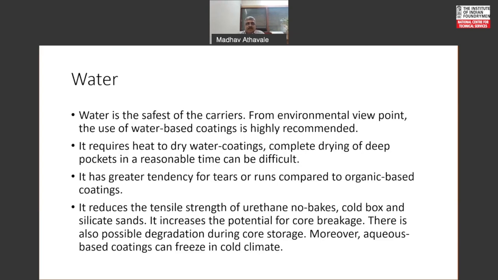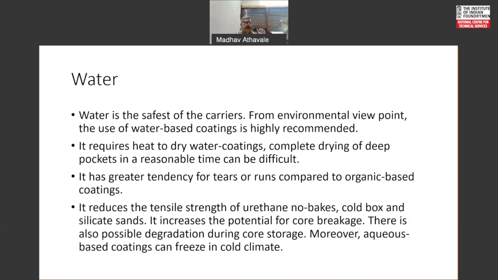It reduces the tensile strength of, say, PU no-bake cores. It increases the potential for core breakage. It also causes degradation of the core properties in storage. Not so much in some parts of India, but in many parts of the world, water-based coatings can freeze in cold climate, so you need to have proper storage.